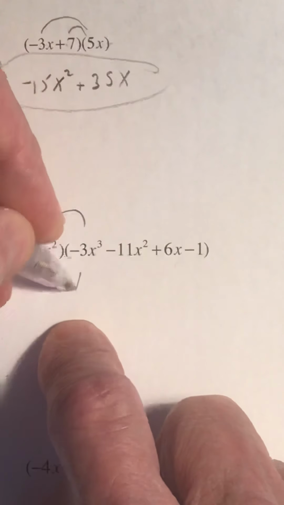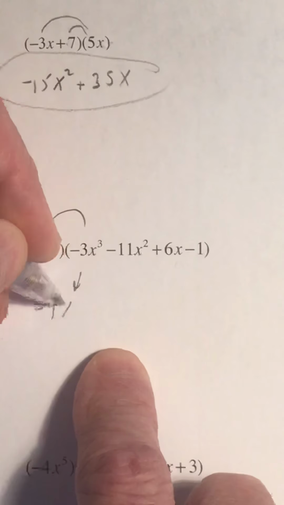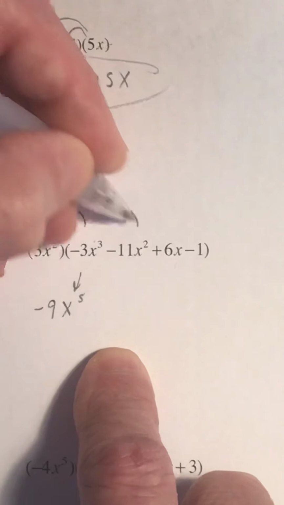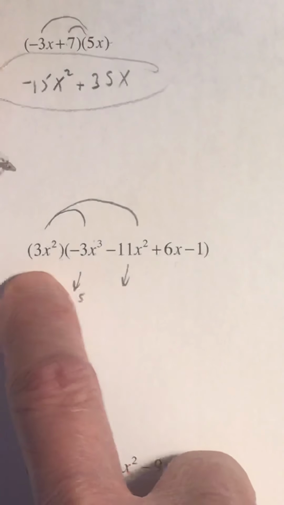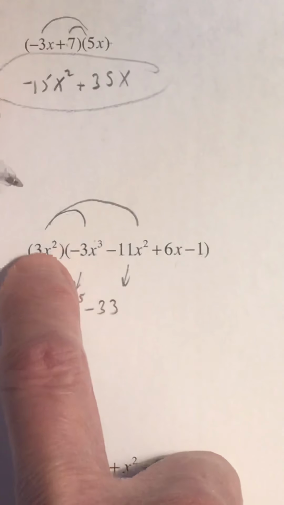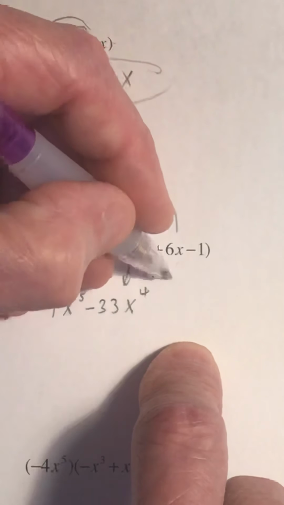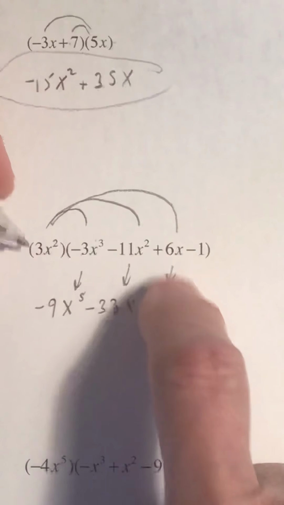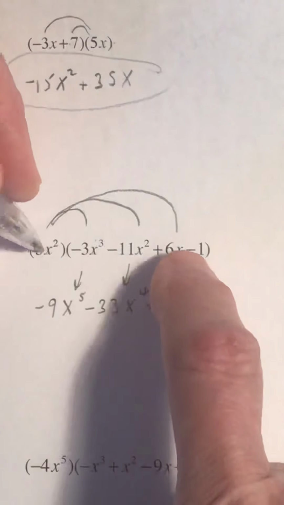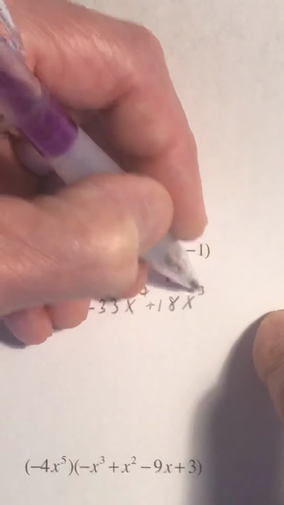All 4 terms in here get multiplied by the 3x squared, one at a time. So when I do this times this, the 3 times the minus 3 makes a minus 9. And x to the 2 plus 3 is 5. And then this times this. The 3 times the minus 11 makes that minus 33. x to the 2 plus 2, x to the 4th. And then this times this. 3 times 6, they're both positive. We get plus 18. x to the 2nd times x to the 1st, you get x to the 3rd.